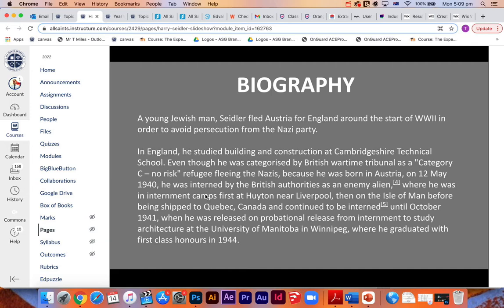As we said, he fled Europe. So this is all background information about him. But we're more interested in, I mean, it's good for you to know, and you kind of need to know this. It makes more sense when analysing his work. But there's nothing I really need to explain more in depth. It's more just you reading and understanding about his biography.